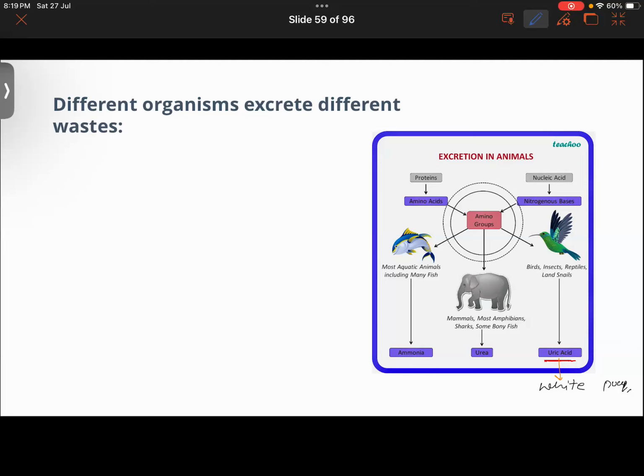So hope you guys have understood this. The fish would be excreting ammonia, which is the waste produced in the body. So hope that is clear. Is this topic clear to everyone, what we have learned? So talking about the birds, their poop is white. What is the reason behind that?